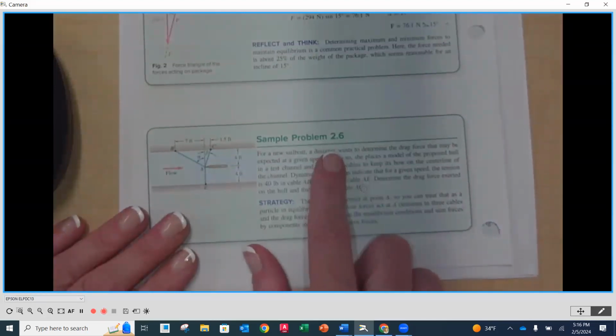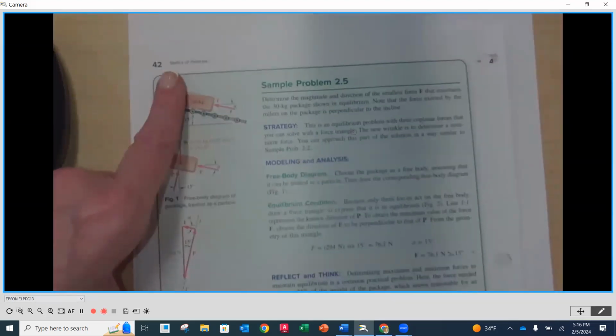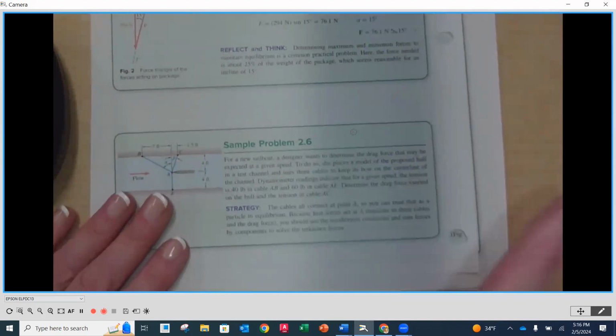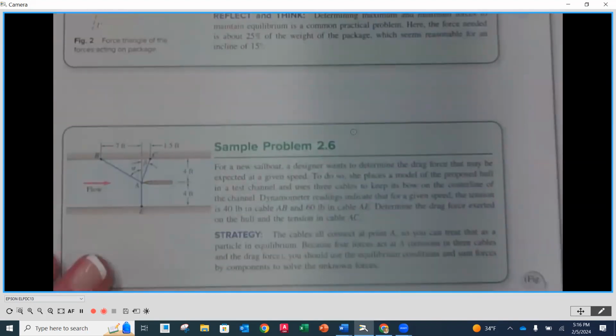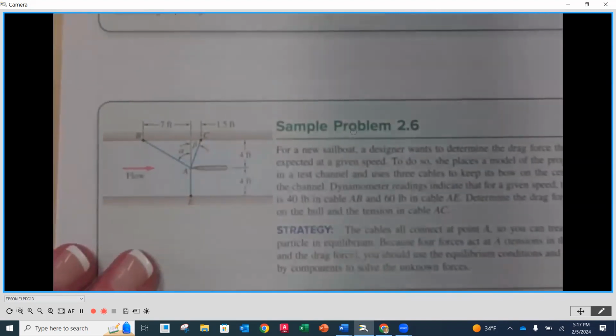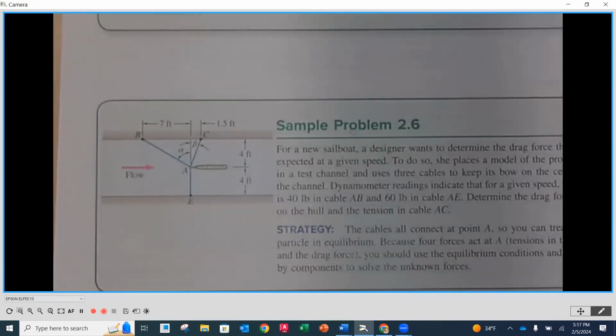So I have underneath my camera here the last practice problem that we're going to be looking at. This is sample problem 2.6. It's on the bottom of page 42. It starts here and it goes to the next page. So we'll start by looking at the illustration and seeing what we're going to be doing for this problem.